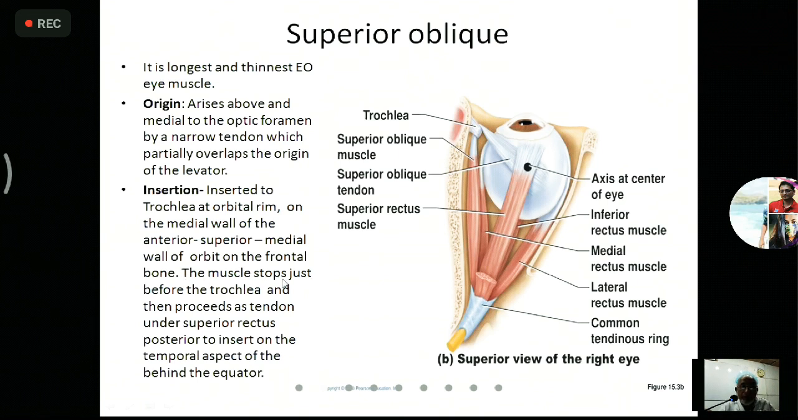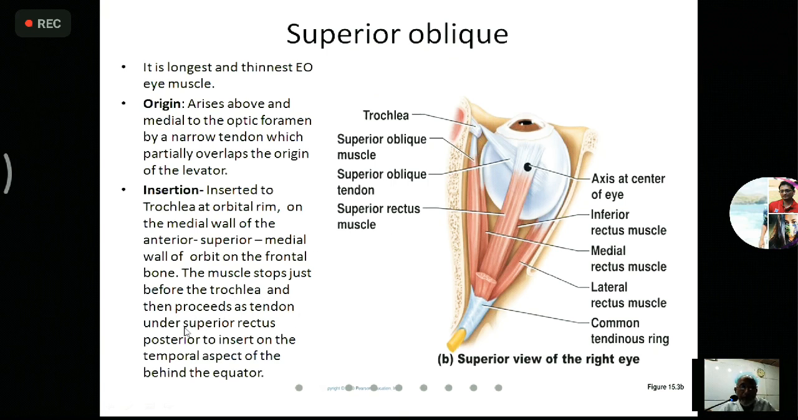The muscle stops just before the trochlea. The trochlea is seen, and the superior oblique muscle stops just below it, about 0.5, 1 to 2 millimeters below.